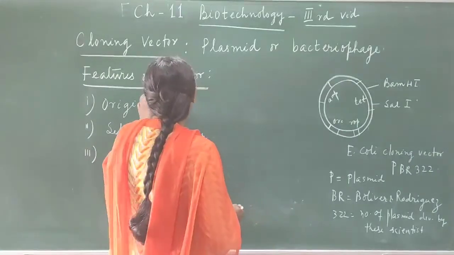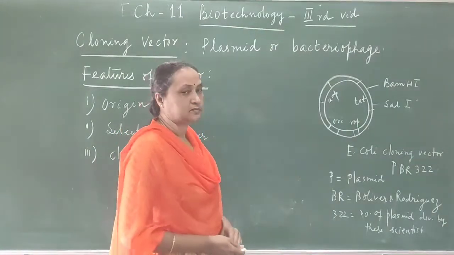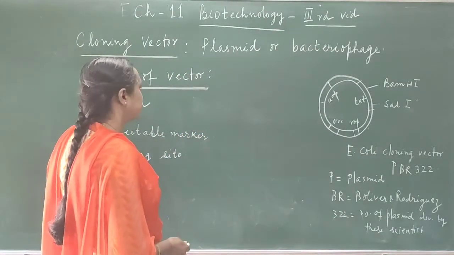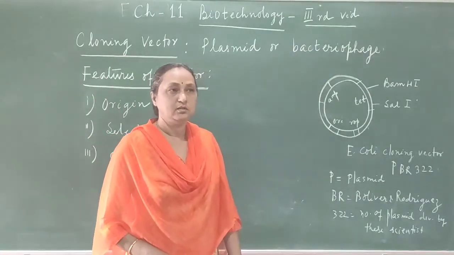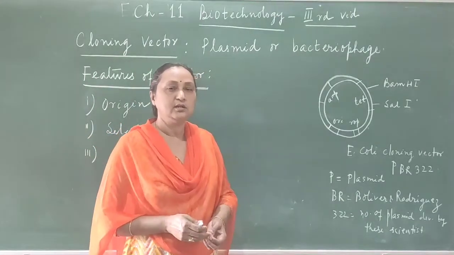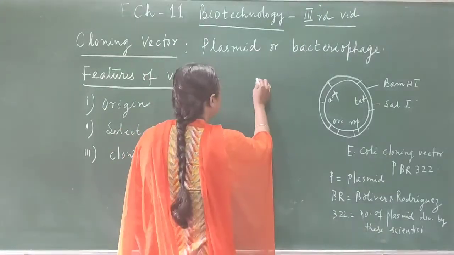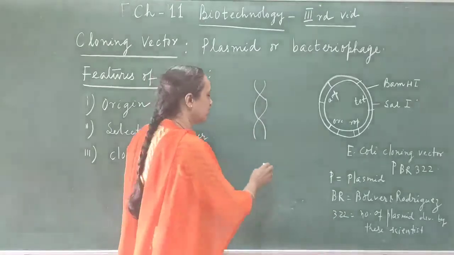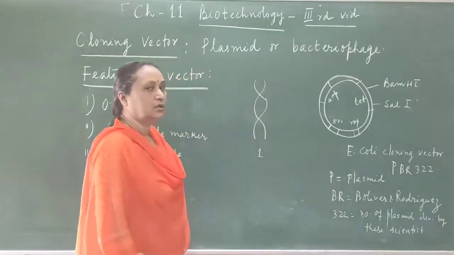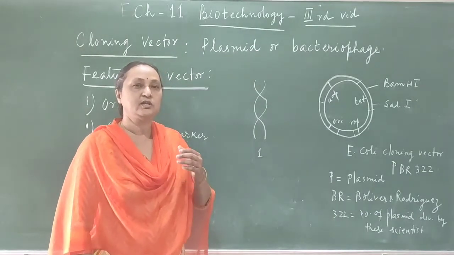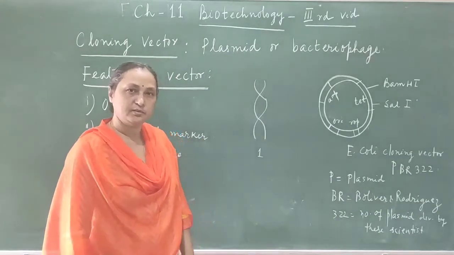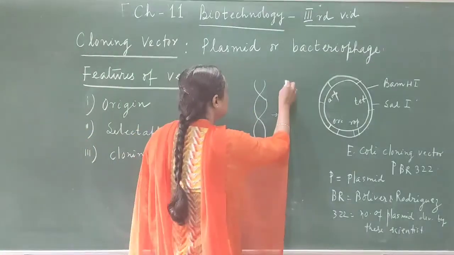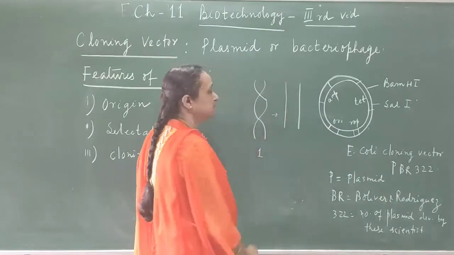Okay. Now what are the features of a vector? Number 1 I have written origin, number 2 is the selectable marker, number 3 is the cloning site. So what is origin? In the last video also I told you that when DNA replicates, for example suppose you take this as a chromosome, for example human chromosome number 1. Replication is a process in which DNA can make its own copy. And before replication, the DNA which is in coiled form will be straight like this.